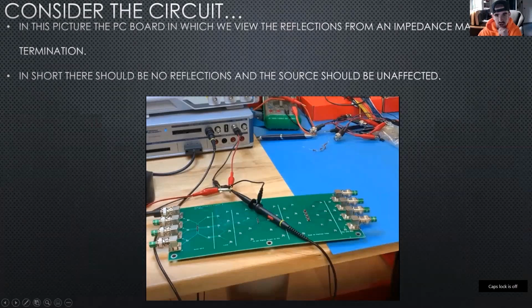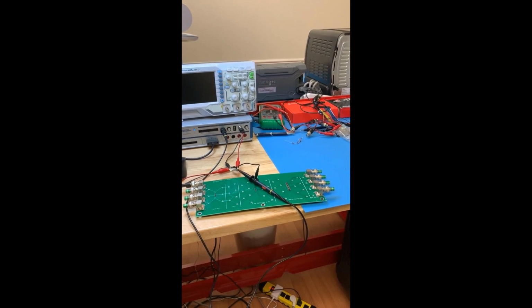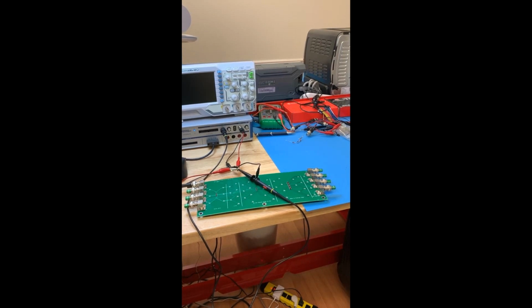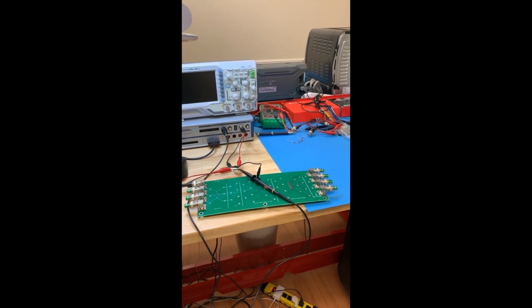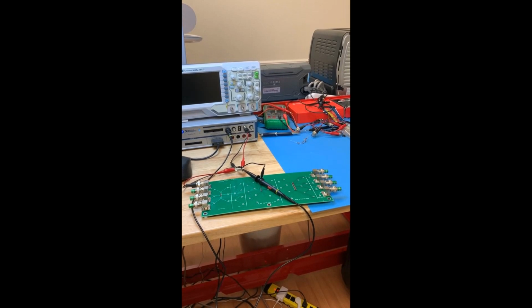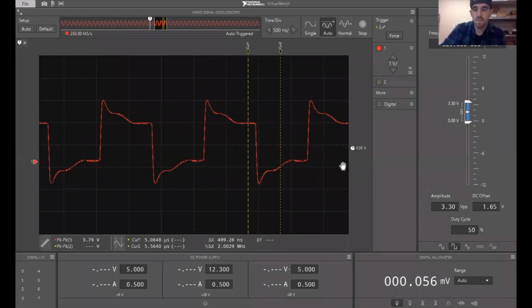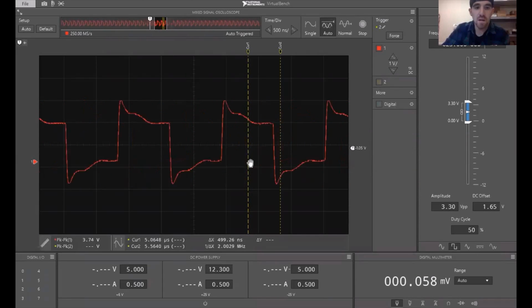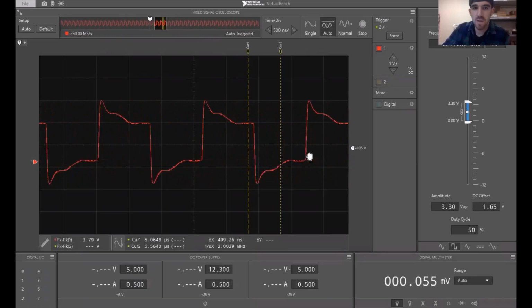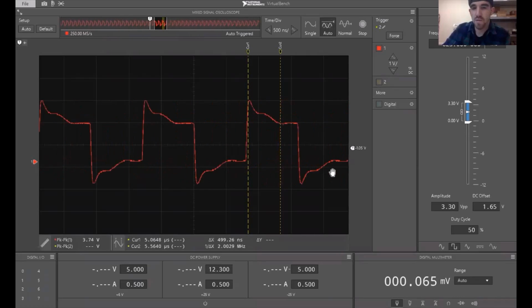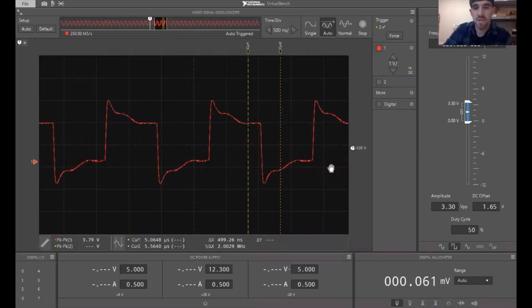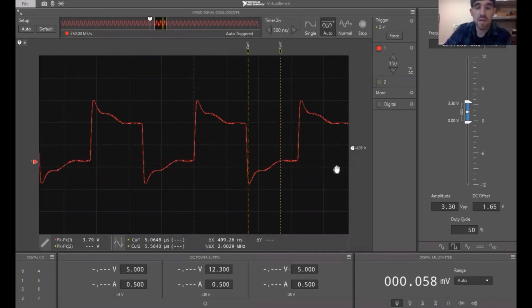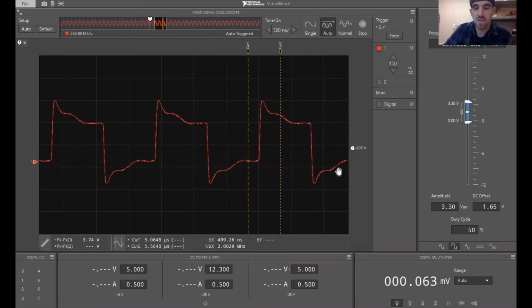In this picture, the PC board in which we view the reflections from an impedance matched termination. In short, there should be no reflections and the source should be unaffected. Now here is our matched termination, where we have a termination impedance of 50 ohms. So now, if you see here, if we match the termination of the line, which is 50 ohms, then there are basically zero reflections. Although there is some here, so it's not perfectly matched, but it's pretty close to where it resembles that of the original wave.